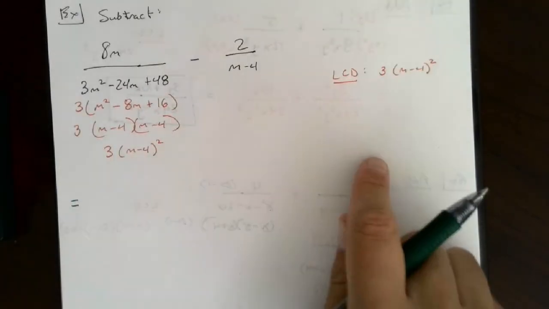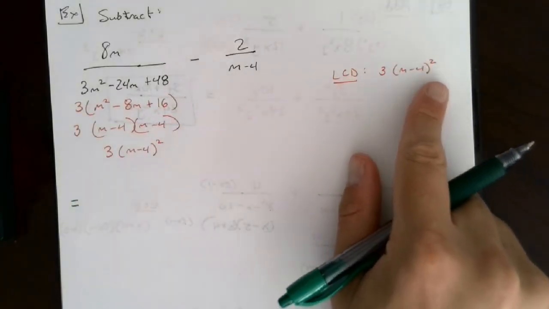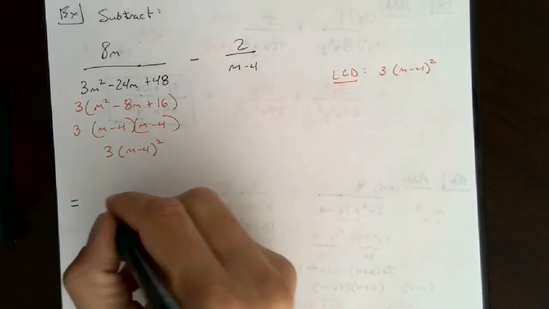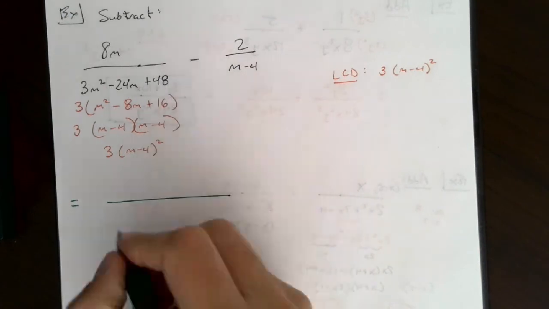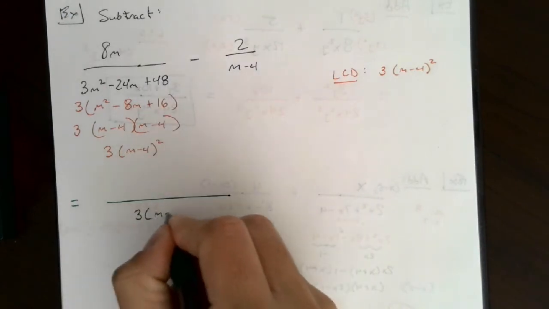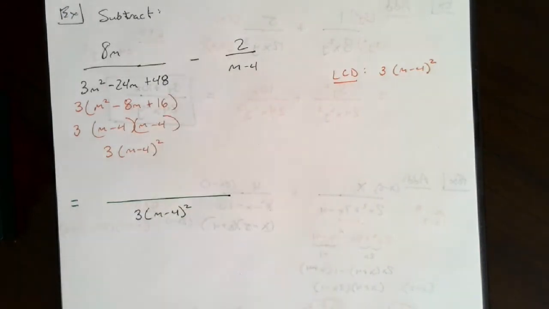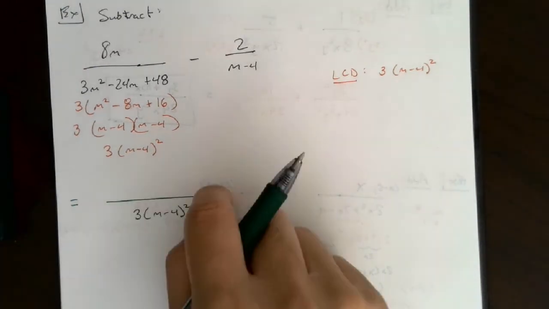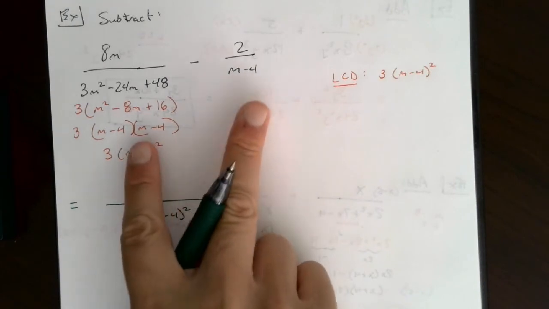Now, in this case, the LCD, 3 times m minus 4 squared, is the entire denominator for this first fraction. So the first fraction doesn't really need to be rewritten at all. It already has the LCD. So we have 3 times m minus 4, the quantity squared. I'm going to do this all as one fraction, kind of like I did in the last example. I'll put both terms in the numerator because we're going through and we're rewriting each of them.